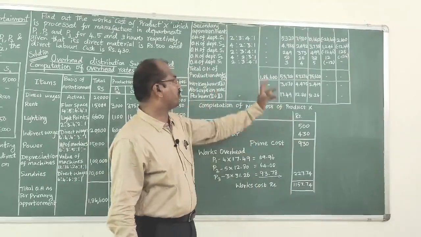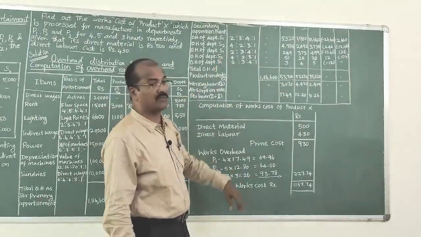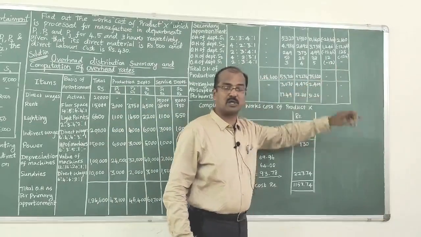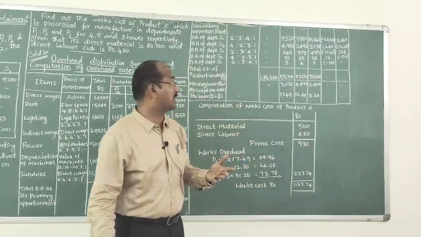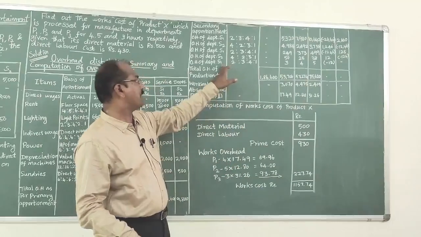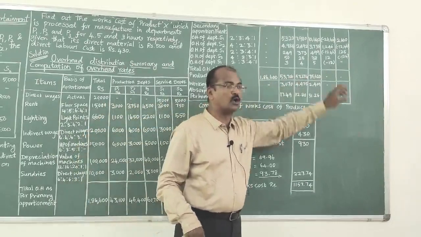And similarly, you repeat the same step over here. You've done reapportionment of S2's overhead. This is nothing but 125 rupees. 125 rupees is apportioned to P1, P2, P3 and S1 in what ratio? 4:2:3:1. And similarly, when you go to reapportion S1 overhead, again it is only 12 rupees.